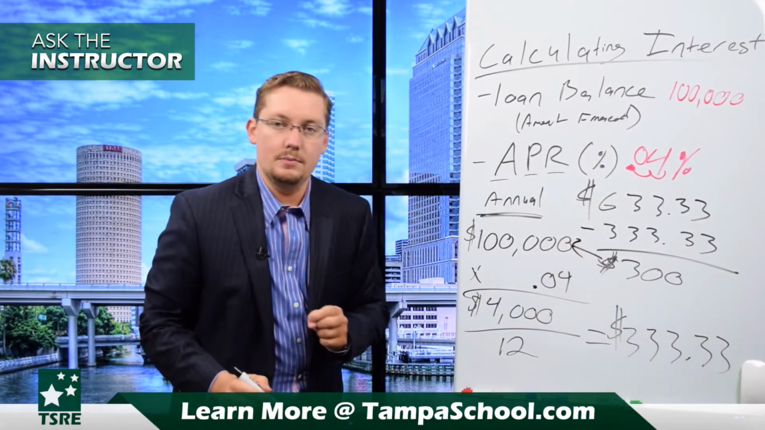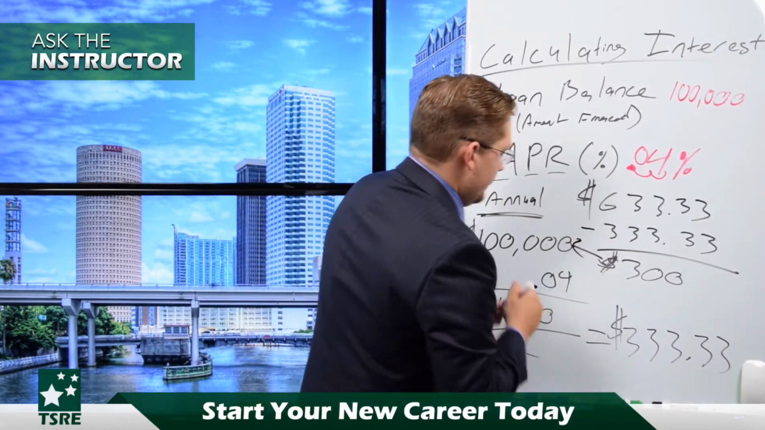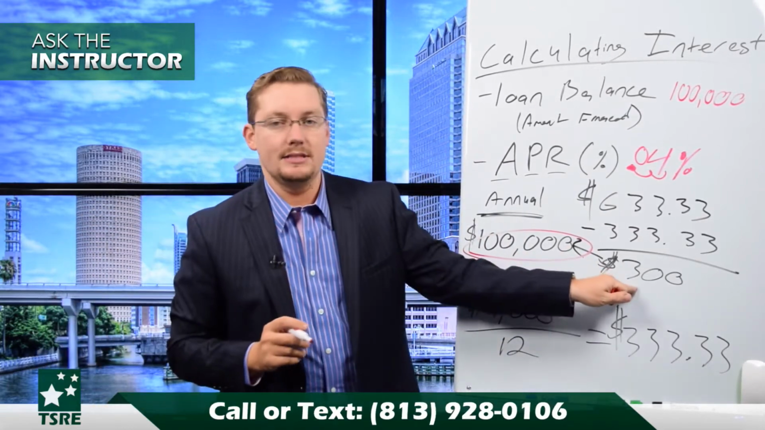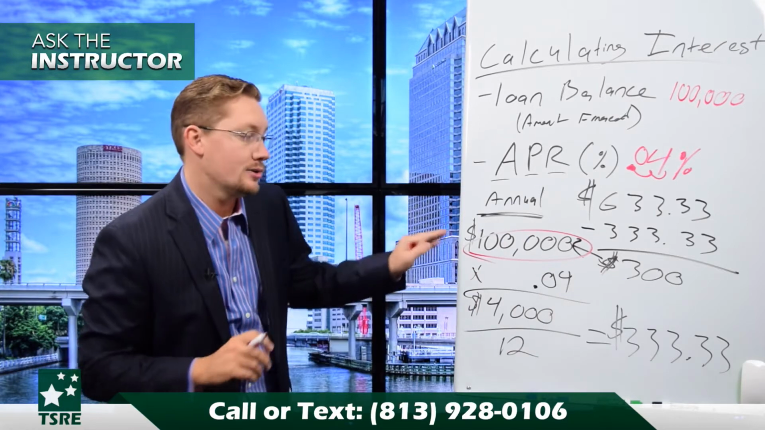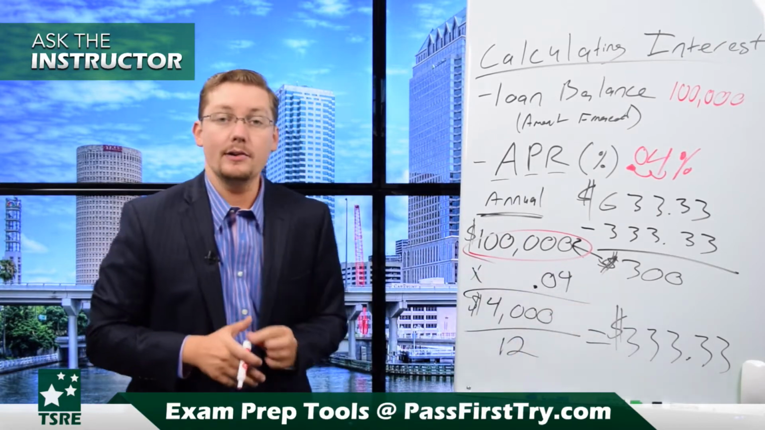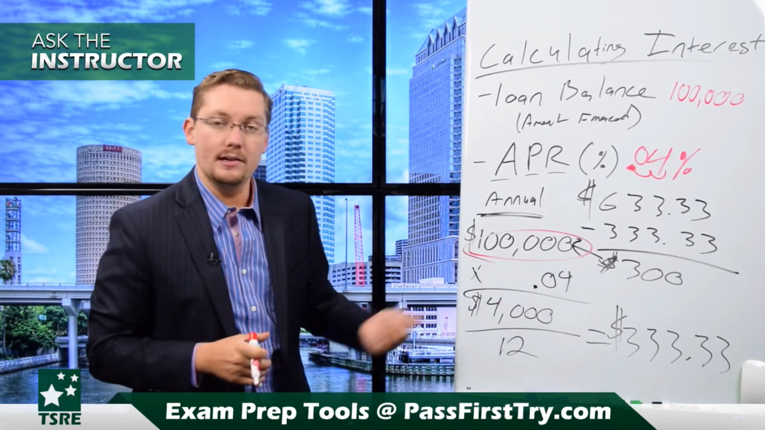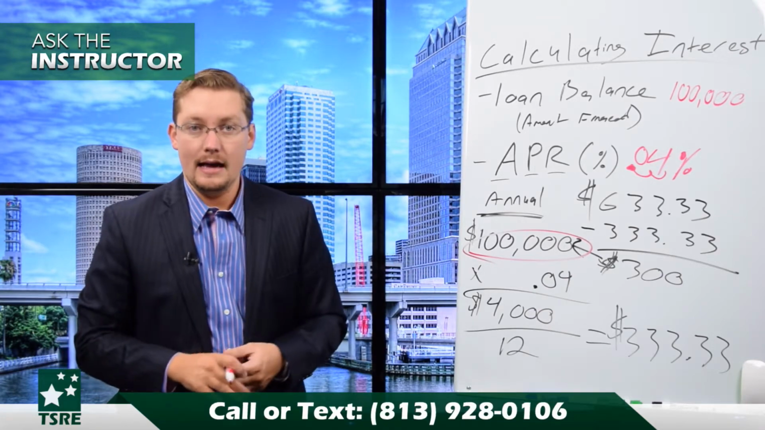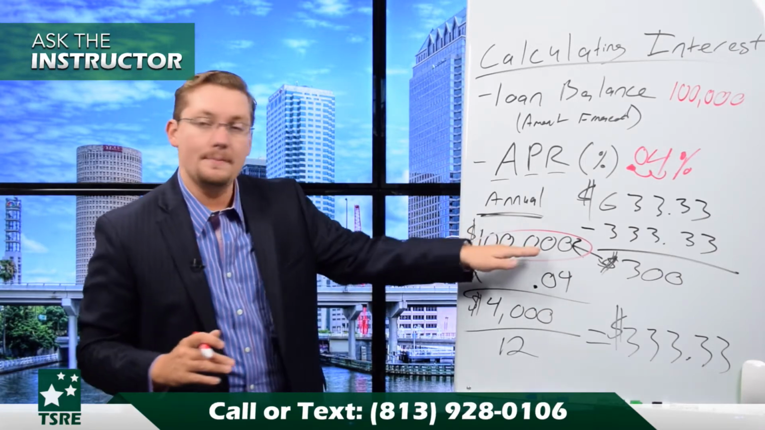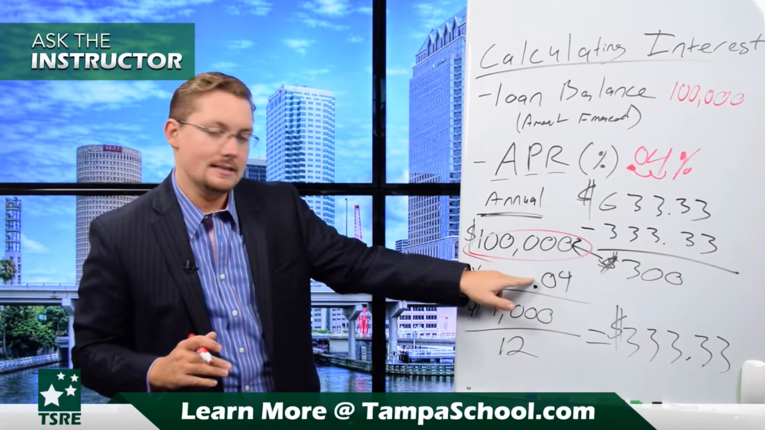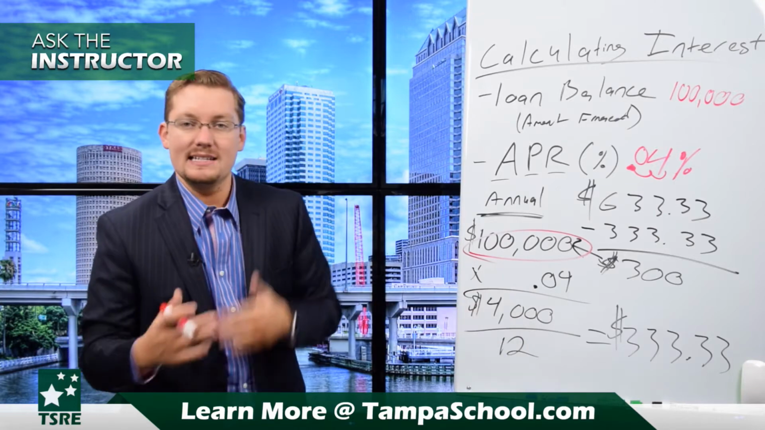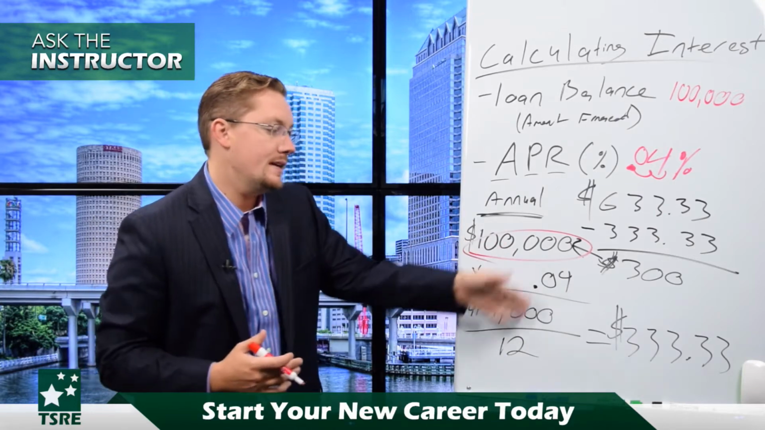So when you get your next month's bill, this $100,000 that you got in month one is no longer going to be $100,000. In month two, that $100,000 will have been decreased by $300. So your month two bill would be $99,700 instead of $100,000. And every time the balance decreases, this interest number is going to get recalculated.